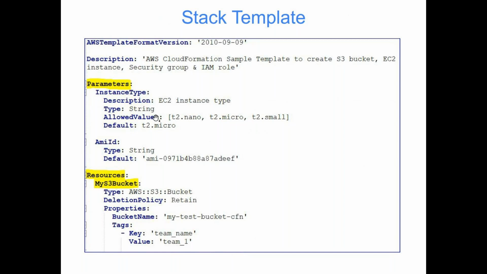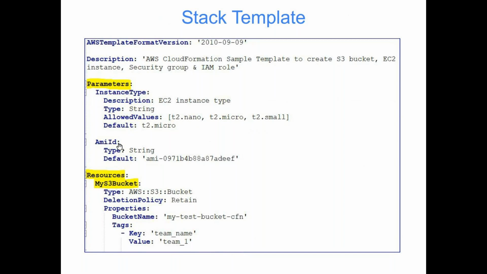I will show this live in some time, just have a high level look at this point. So there are two parameters: instance type, description is EC2 instance type, the type is string, allowed values t2.micro, t2.nano and t2.small, and default is t2.micro. That means if the end user does not bother to choose, by default t2.micro will be auto selected. If they want to change it, they will get a drop down. I will show the drop down as well.